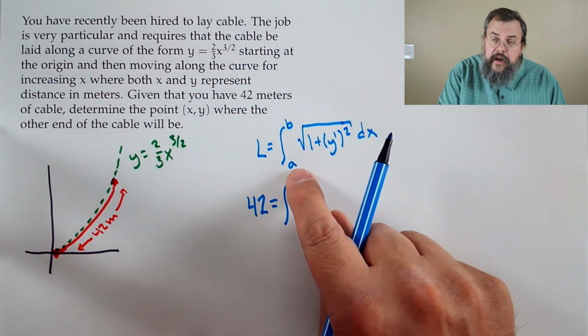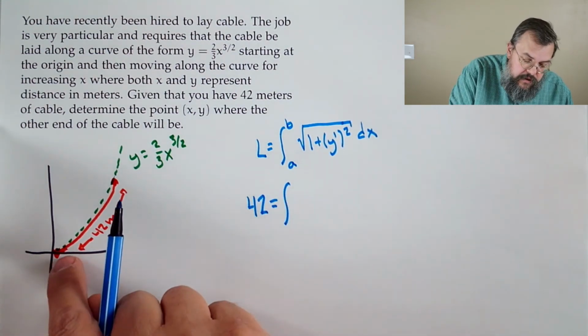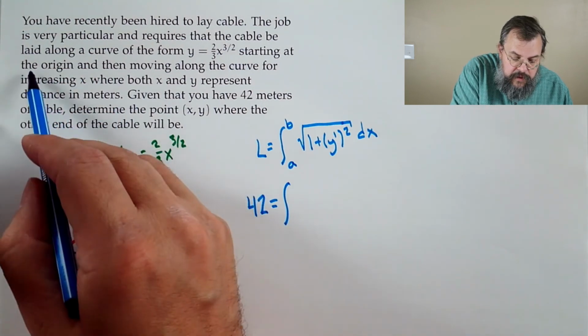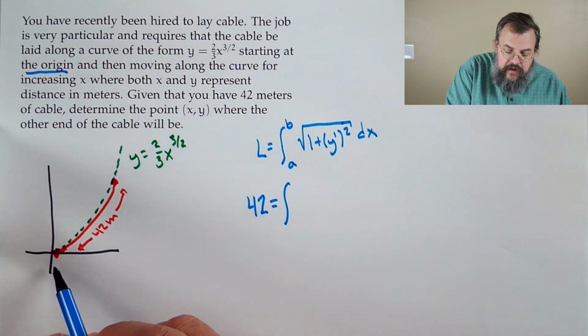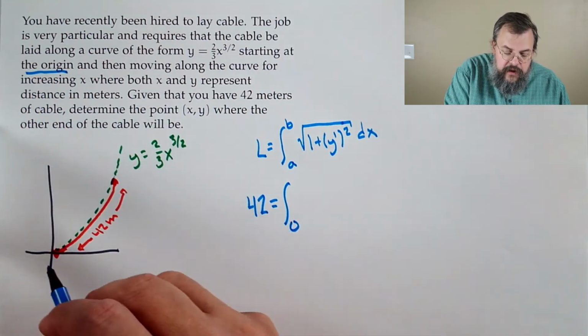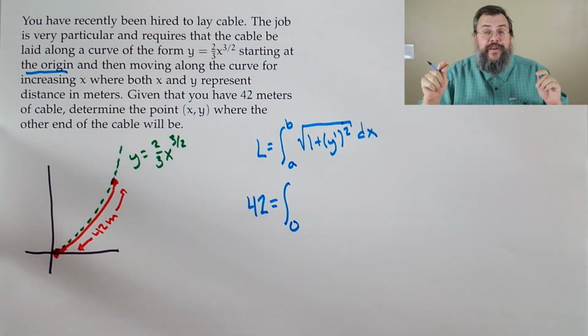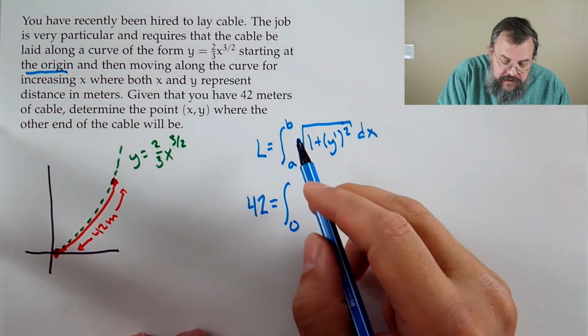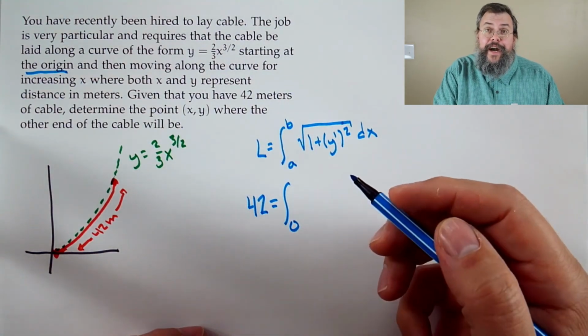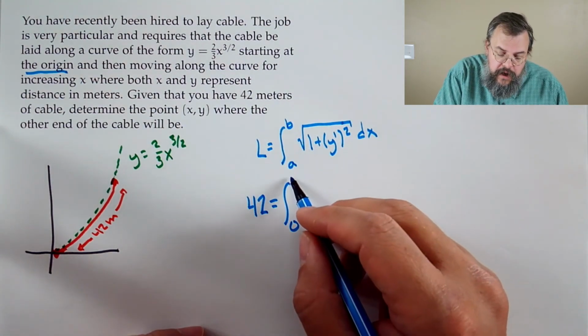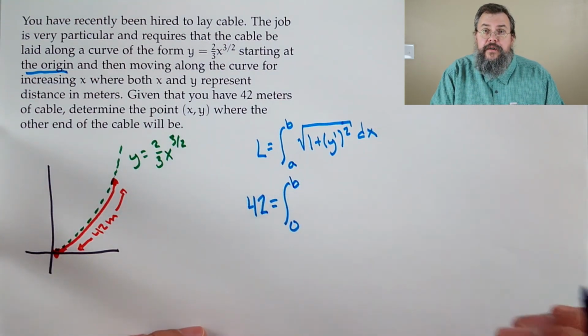Well, I know where we start. We start at 0, because it tells us we start at the origin. That means 0. And we go till we stop. Okay, that's what we don't know. We don't know where we stop. So I can't put in a value for b, because that's what we're trying to find. If we already knew what b was, there wouldn't be any problem for us to do.